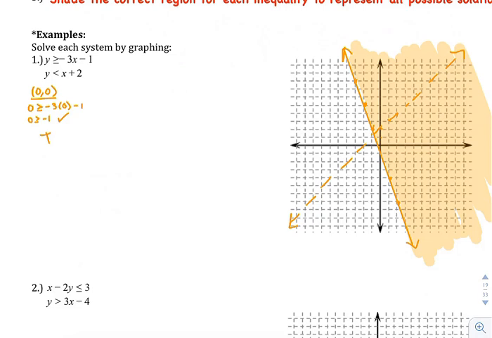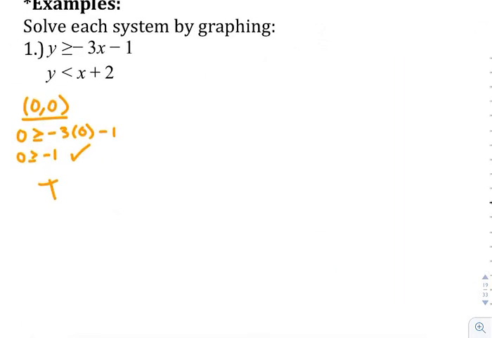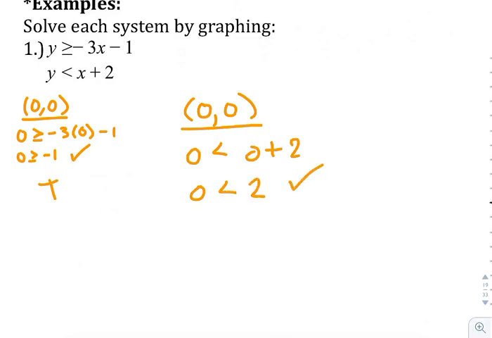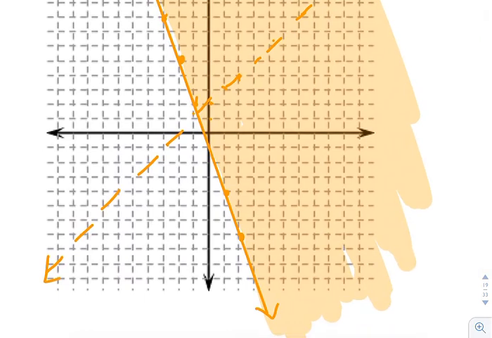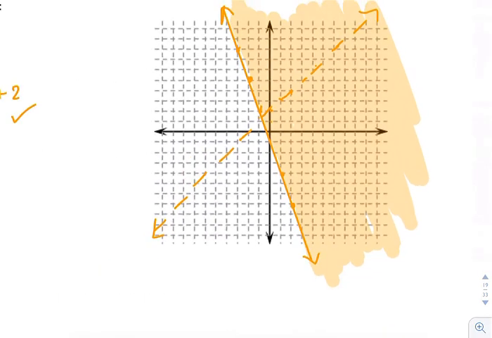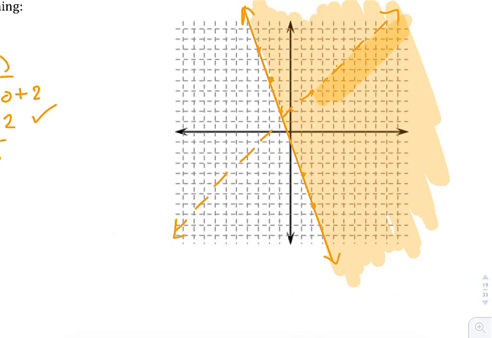And we're going to test 0, 0 again. So 0, is it less than 0 plus 2? 0 is less than 2, so it's true. So since 0, 0 is on this side of the line, and it's true, all the points on that side of the line must be a solution.